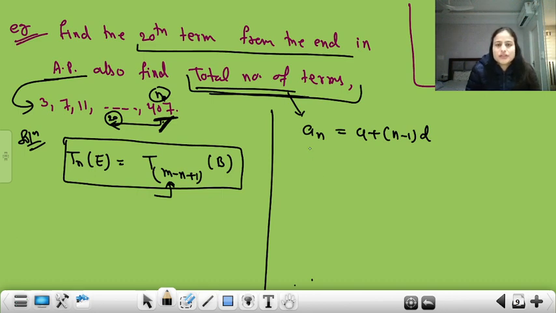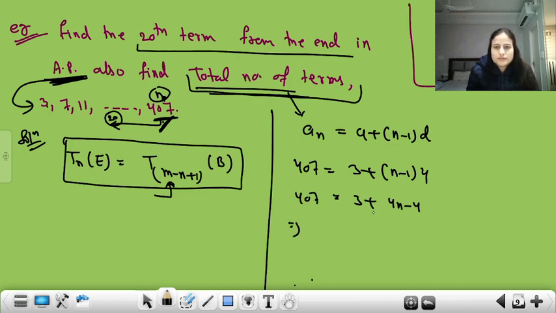Okay, chaliye ji. So here an will be 407 and the first term is 3, plus n minus 1, and the common difference I can easily get because the given series is already an AP. So take 7 minus 3, which is 4. So the common difference is 4, right? The AP is already given, so take the difference of any two consecutive terms. So 3 plus 4n minus 4, and here 407. So this is minus 1, so 4n is equal to 408, so n is equal to 102.